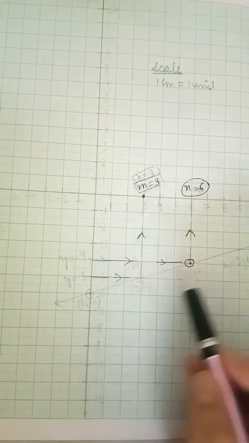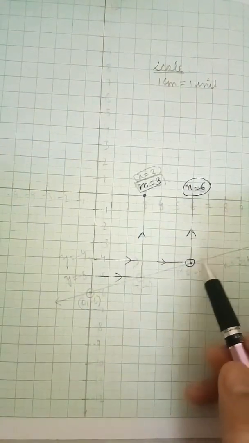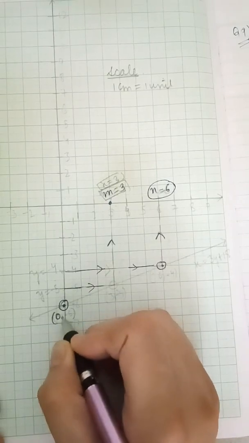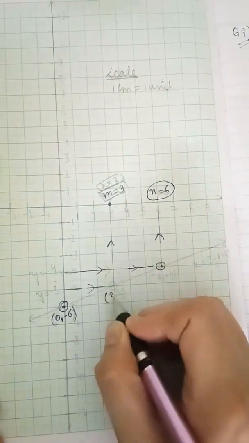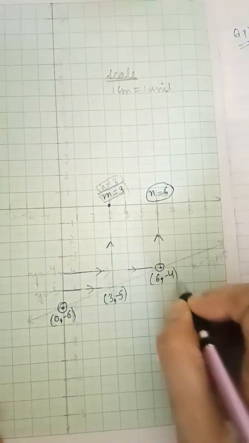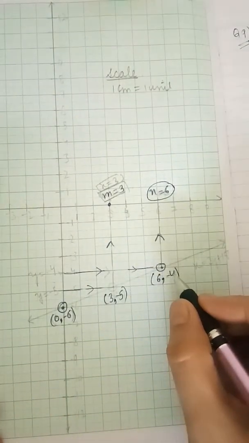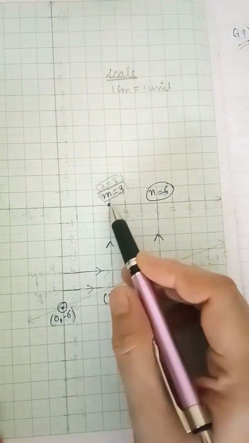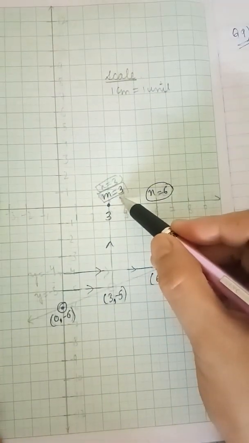First of all, we will plot these points. These are the straight line points: the first is (0, minus 6), the second point is (3, minus 5), and the third point is (6, minus 4). These 3 points you will plot on the graph paper. And then when y is equal to minus 5, what is the value of x? Your value of x will be 3. So it represents the value of m.